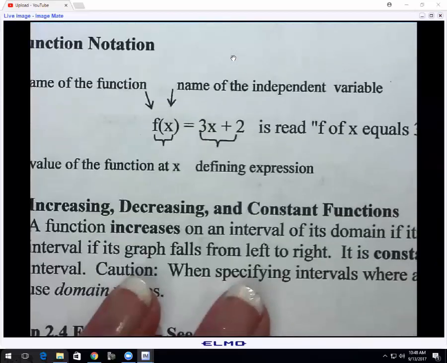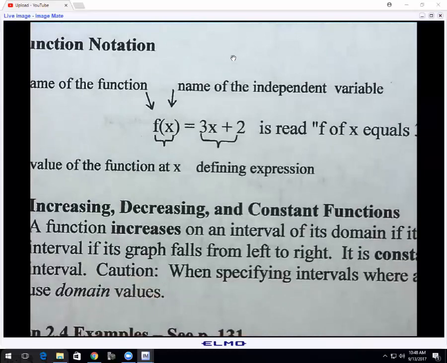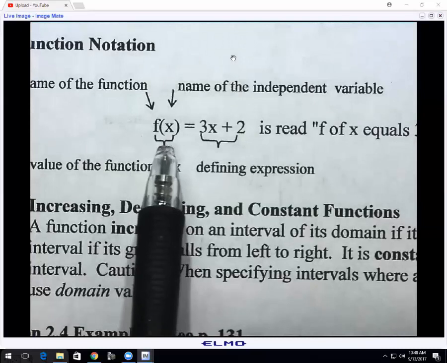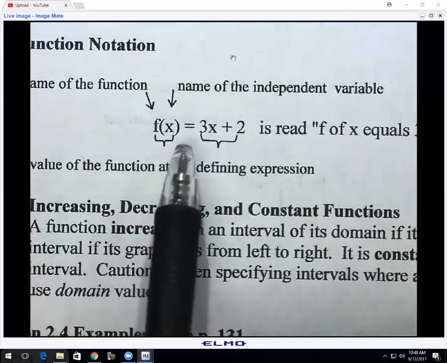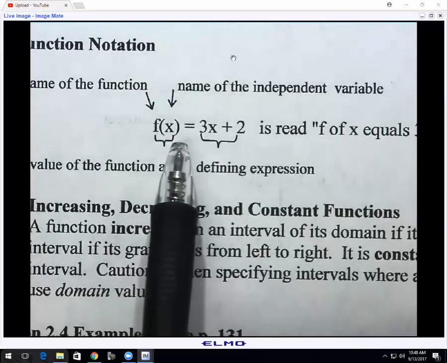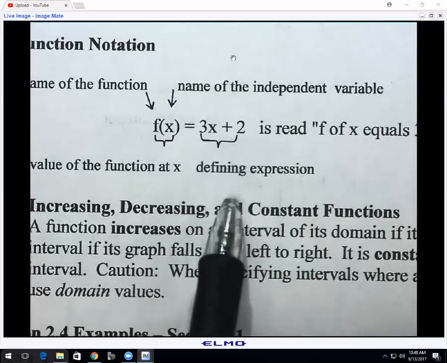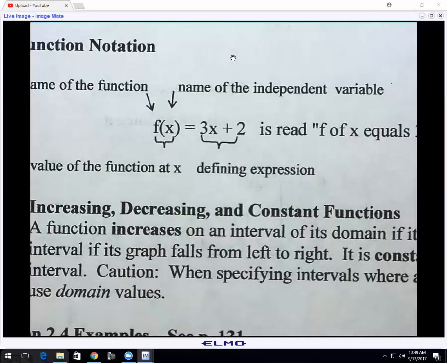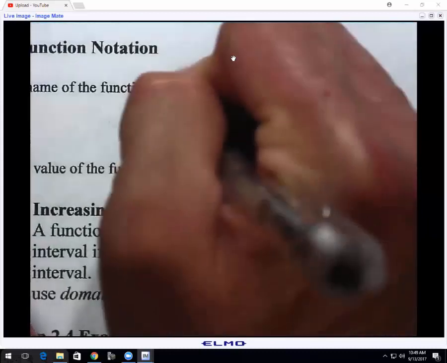And now, you've seen loads of function notation in your life. F is just the name of the function. X is the name of the independent variable. That's what you're calling the input variables. This 3x plus 2 is called the defining expression. It tells you what this machine does. This is a tripling and adding 2 machine. And f of x, what's interchangeable with f of x? What can you always put in the place of f of x? Y. It's the y you get out.